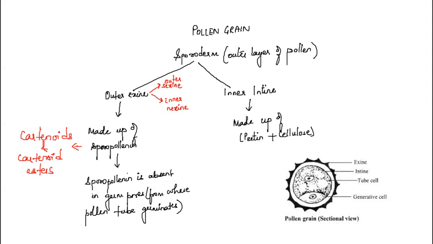So look here, this is the outer exine layer which is sculpted with sporopollenin. The inner wall is intine, which is made up of pectin and cellulose. Please remember, exine is made up of sporopollenin and intine is made up of pectin and cellulose. We will come to the inner cell in some time.